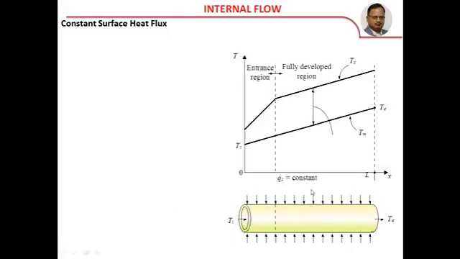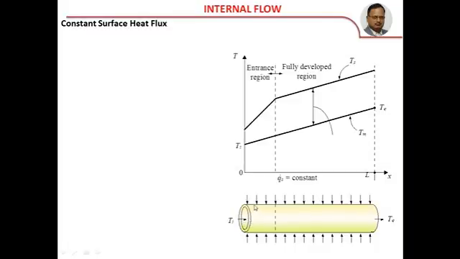Instead of constant wall temperature, if you take a constant heat flux condition, the equation differs slightly. Imagine there is a pipe which is supplied with constant heat flux. The inlet temperature of the fluid is Ti and the exit temperature is Te, because it absorbs heat from the outside, so the fluid temperature increases.